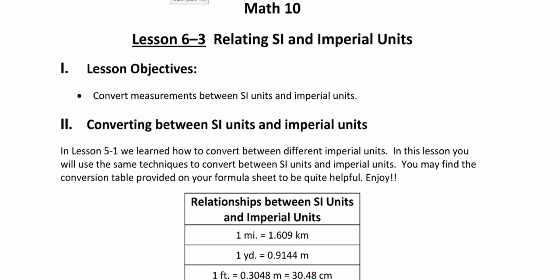6.3, relating SI and imperial units. Okay, so SI, we haven't really talked much about the international system or the metric system, right? So why do we call it SI to begin with here? Well, it actually stands for International System, and well, it's backwards, isn't it? It's SI. Shouldn't it be IS?